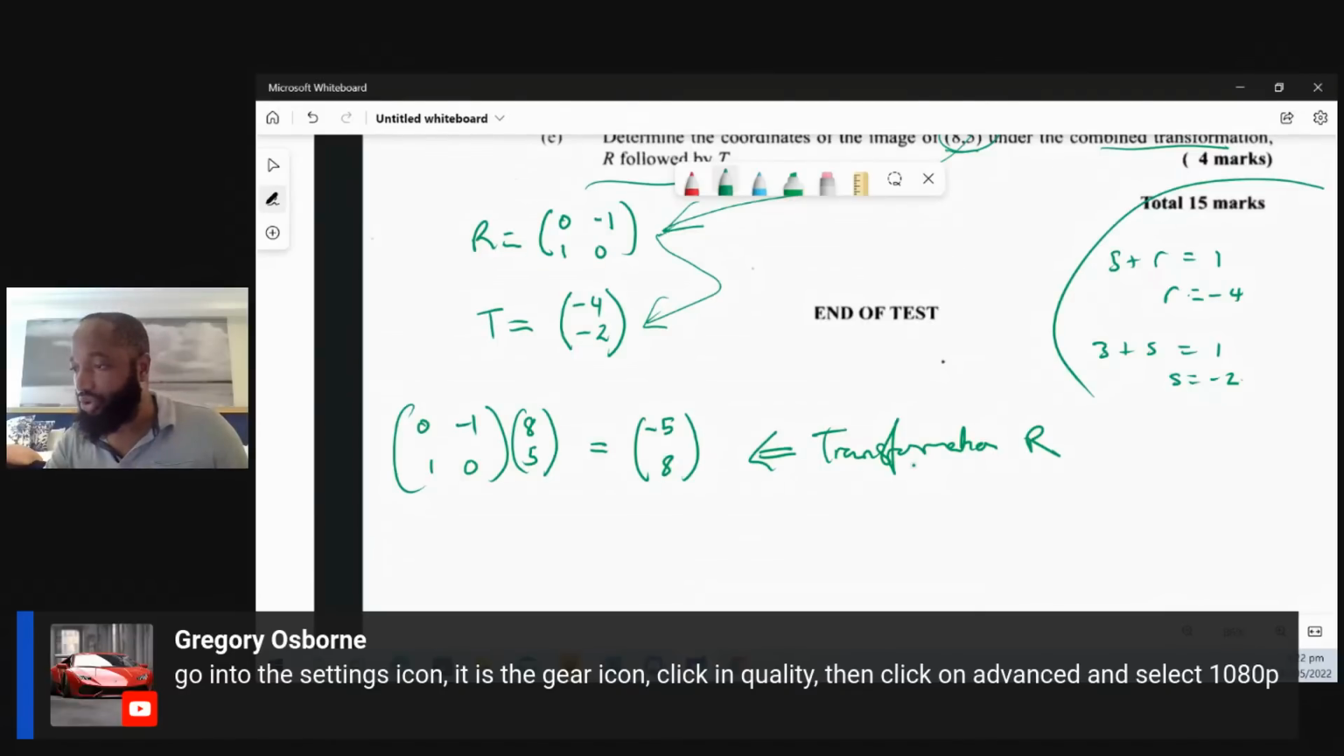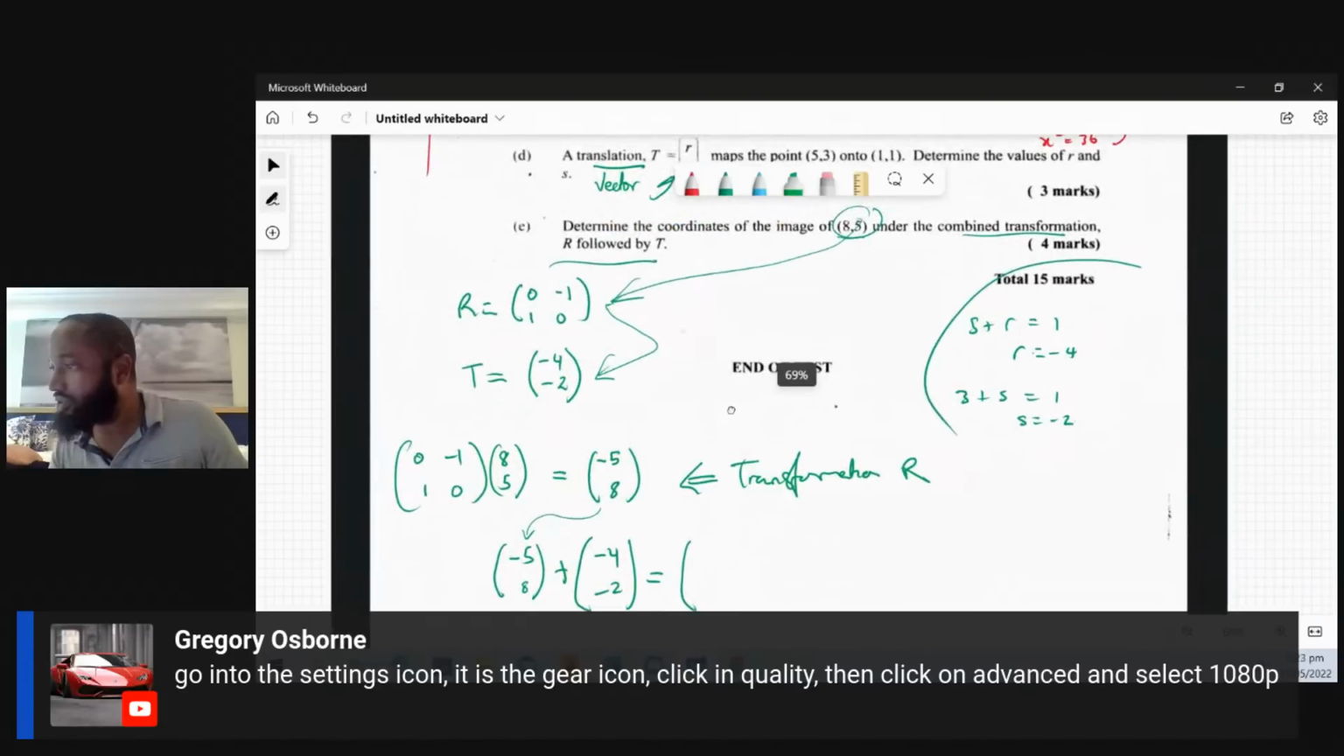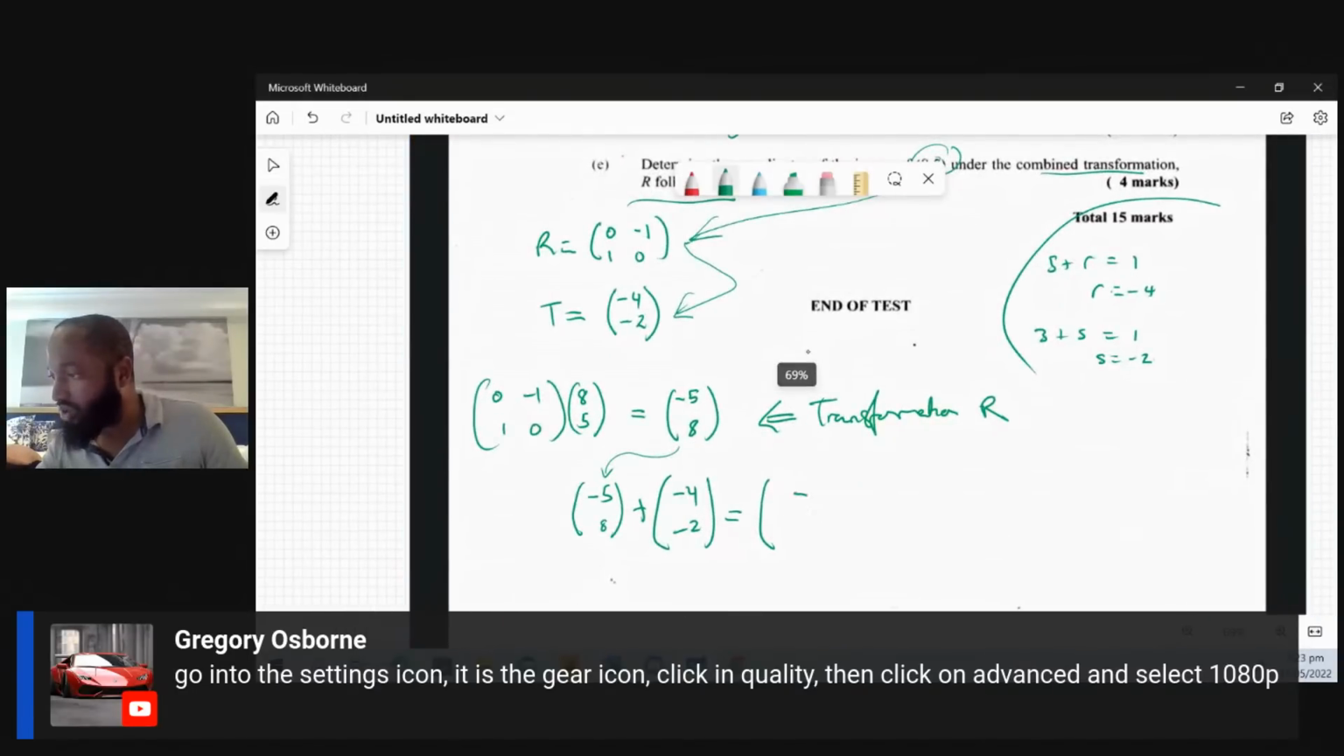And then we're going to add the transformation T to it, which is (-4, -2). So this now gives the coordinates of the image. So this is now (-9, 6). So the image is (-9, 6).